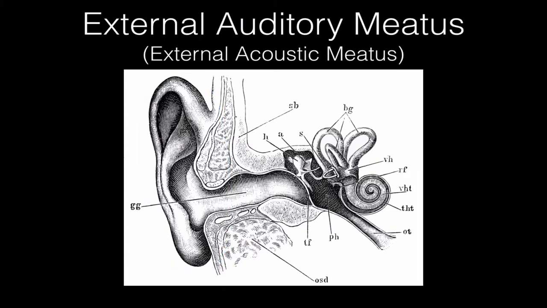The external auditory meatus, it's also called the external acoustic meatus, is basically the fancy name for the ear canal. This here is the external auditory meatus. It's simply the tunnel that leads towards the tympanic membrane.